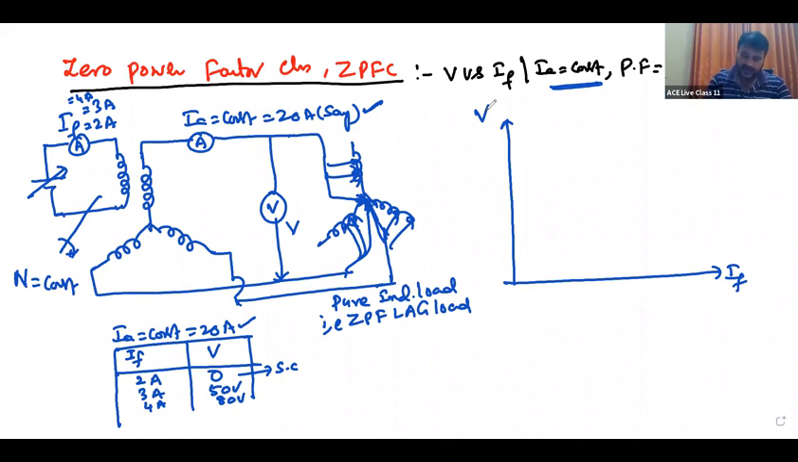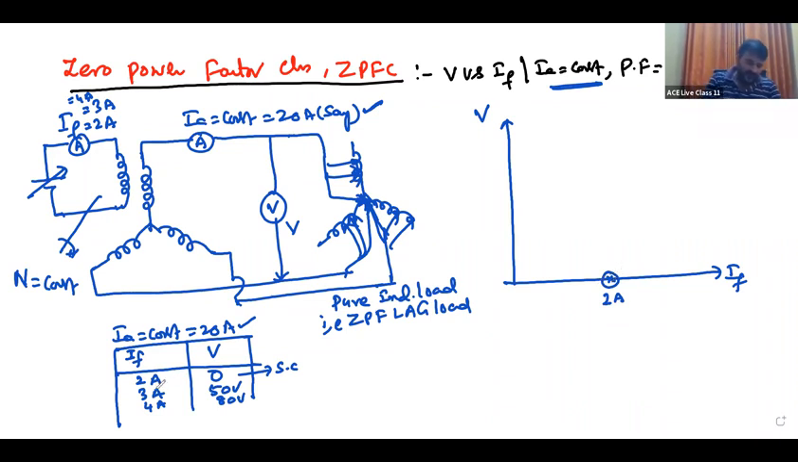Therefore, where will the curve start? The curve will start on the x-axis, because here V is 0. This corresponds to 2 amperes. For 2 amperes of field current, voltage is 0 here. So the curve starts from the x-axis onwards, because the Y component, the voltage, is 0.